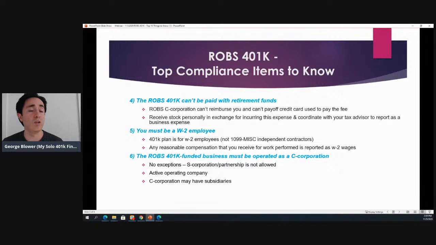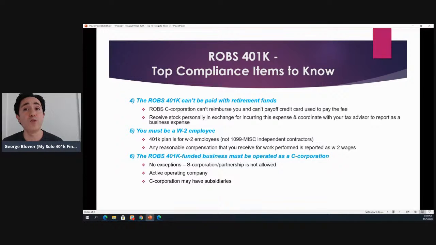And so that also means that once your C corporation is funded with your retirement money, you're not having your C corporation pay off your personal credit card that was used to pay the fee. That's actually even introducing another compliance issue there. But ultimately, what happens for practical purposes is that you would receive stock personally in exchange for paying that ROBS fee with your non-retirement money.